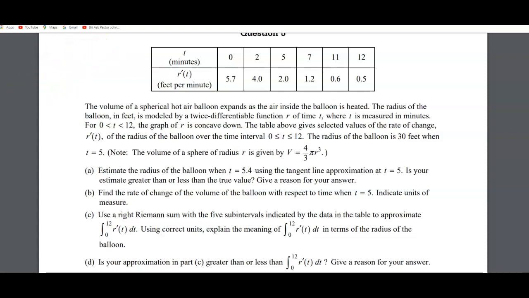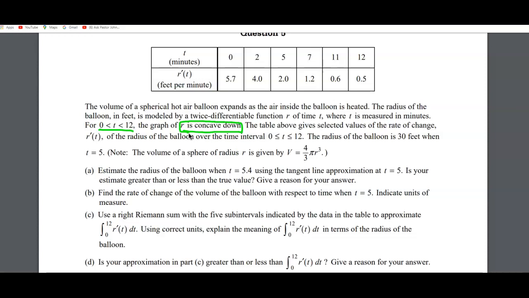So this is the one on page 68 of our blue books. Let's take a look at it. We're talking about a hot air balloon, and this hot air balloon is expanding. We're looking at a time frame of going from 0 to 12 minutes. It tells us that the graph is concave down. That's actually going to be helpful later on in our question.